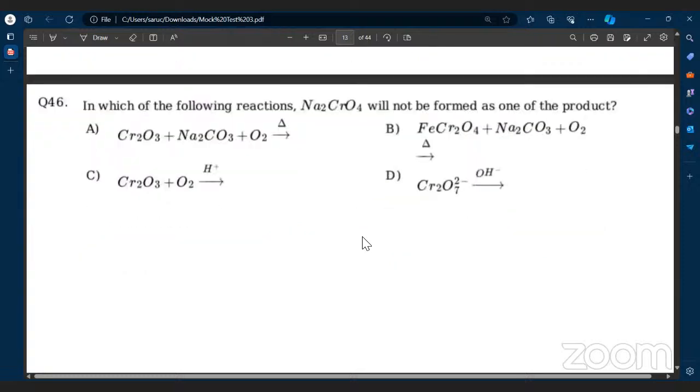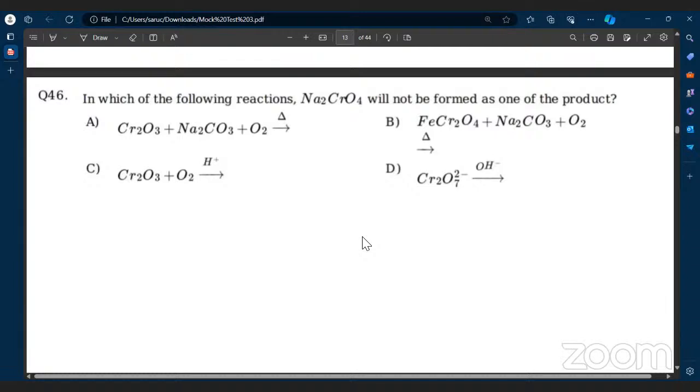In which of the following reactions will Na2CrO4 be formed as one of the products? Or you can say CrO4 2 minus, when you write in ionic form, will be formed as the product. The question is which will not be formed as one of the products.